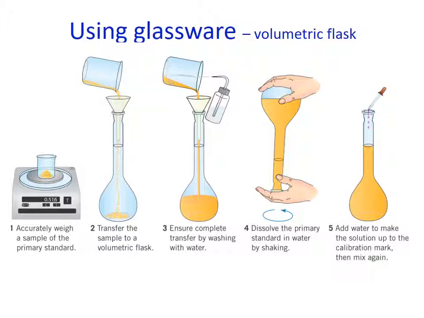And finally, using a volumetric flask, accurately weigh out a sample of a primary standard. You transfer that sample into the volumetric flask, ensuring the complete transfer of that solid through washing with water. You dissolve the primary standard with shaking, and you add a little bit of water to make up the solution to the mark. Then mix again, so that it's homogeneous through the entire volumetric standard solution.